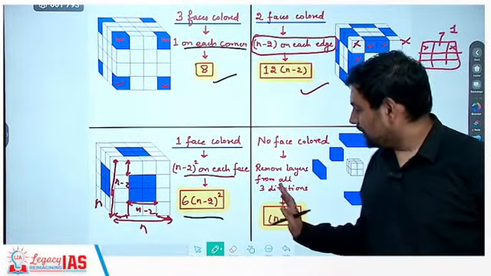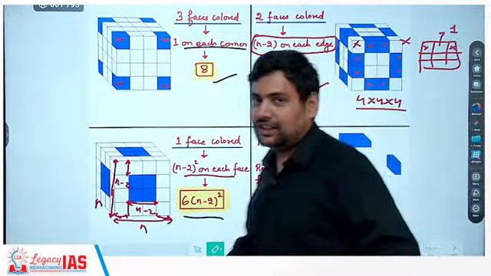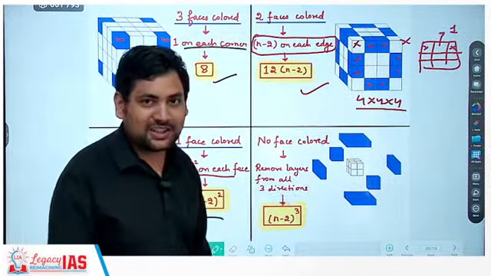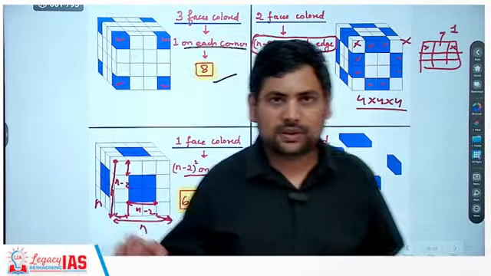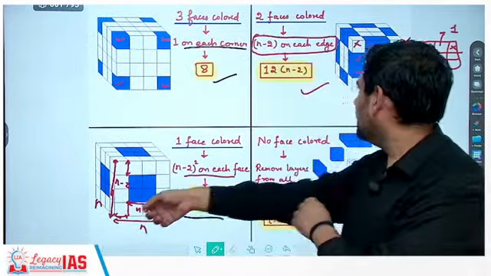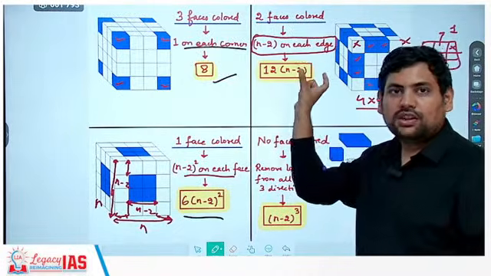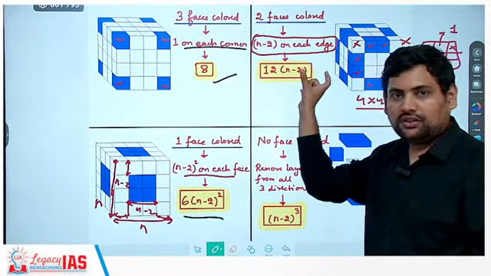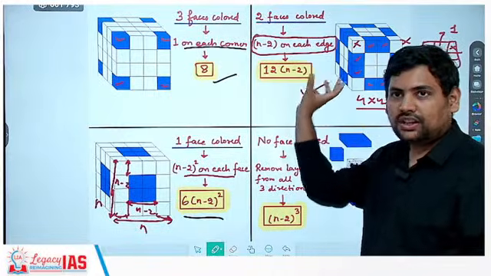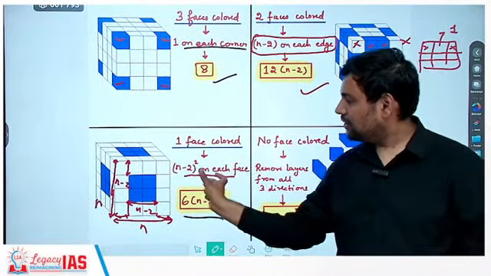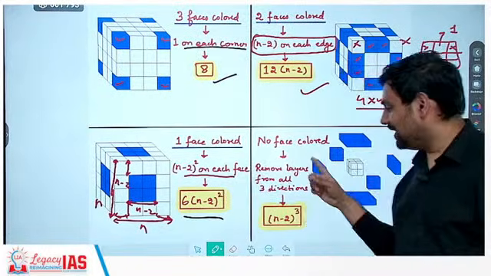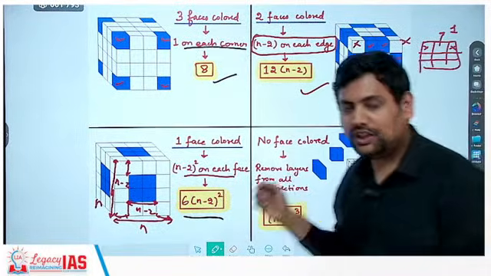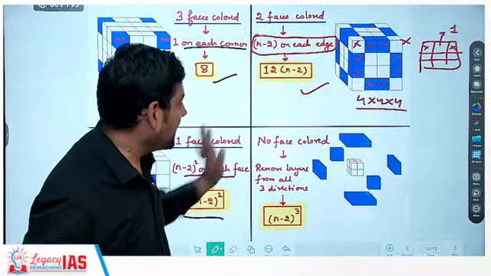Now you get to when no face is colored. Now this you have to imagine a little. So what will be the region where no face will be colored? Now what we were doing here, we removed from one of the sides. When we are talking about two face color, you got n minus 2. When you got one face color, you got n minus 2 whole square. When you have no face color, you will get n minus 2 whole cube. Correct? This is how you can remember it.